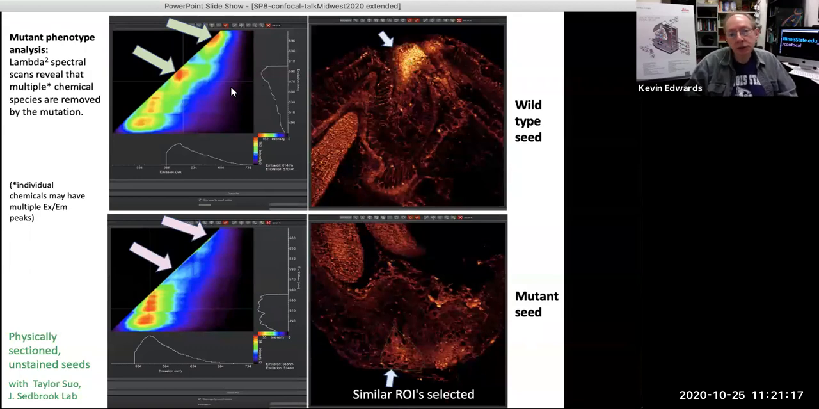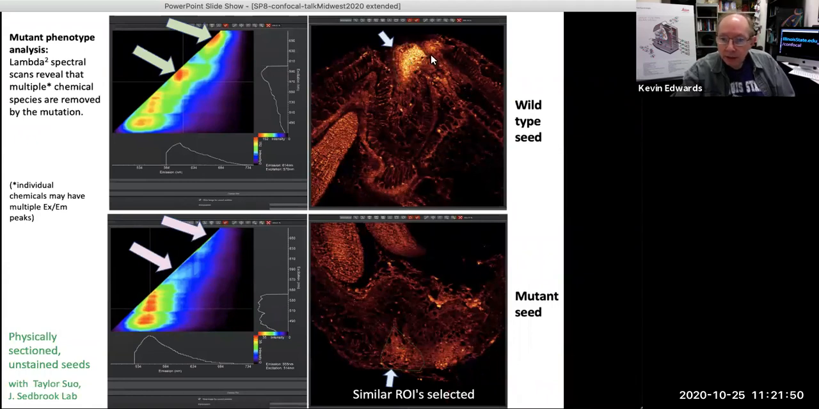I'd like to show you a quick application now of the lambda squared plots, and this, for me, really highlighted the power of this approach. So we were working here with Taylor Sewell from John Sedbrook's lab. They were looking at plant seeds, and they had a wild type and a mutant plant seed. And so we decided to try and see what the difference is between the wild type and the mutant. We did this lambda squared plot. Now these seeds have not been stained. They just have lots of different autofluorescent compounds that they store up.